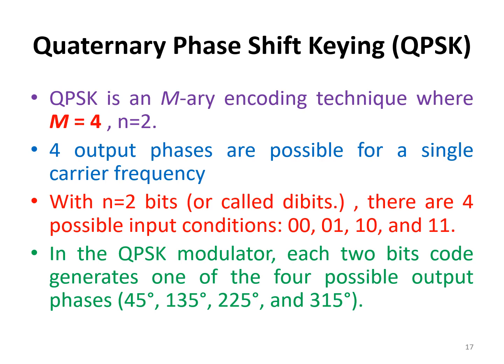Quaternary phase shift keying is a modulation technique which encodes the digital information signal onto the carrier signal with 2 bits per sample. With n equal to 2, there are 4 possible input conditions and 4 possible output phases. The 4 possible output phases are 45 degrees, 135 degrees, 225 degrees, and 315 degrees.